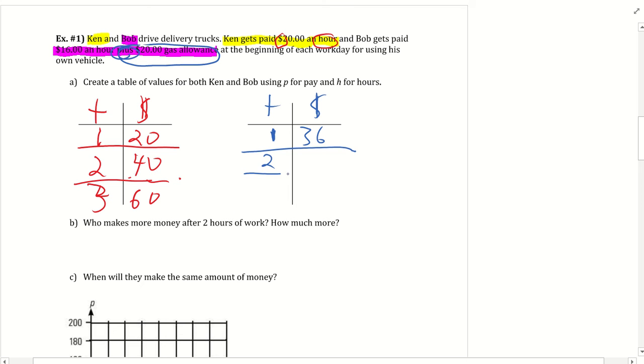So in a second hour, again, we would have to add 16 to that, and that would give us 52. And if we add another hour onto him, we'd add another $16, and he'd be at 68. So you can see here it jumps $20, jumps $20. And we can see here it jumps $16, jumps $16. So that's where we get a linear relation from, because it has that constant rate of change.